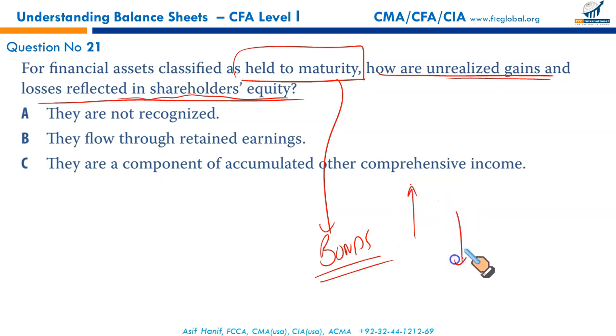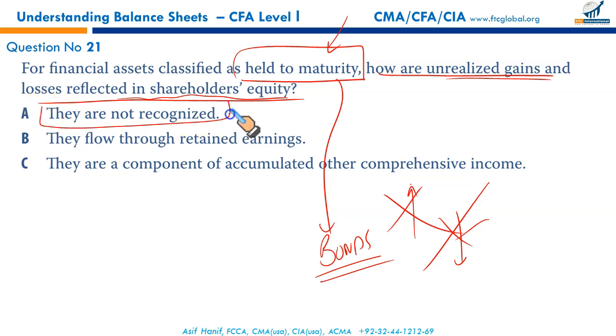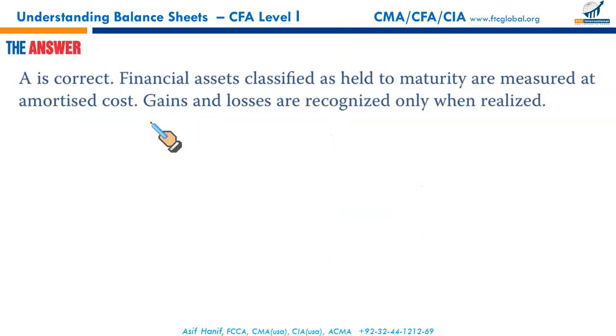If the bond price goes up and down, there is no impact upon your income statement at all. Why? Because they are reported at amortized cost. When they are reported at amortized cost, any change in their fair value, we are least concerned. Why? Because they have been designated as held to maturity. The organization has a positive intention to hold on to them till they mature. So their fair value may go up and down, but any change in the unrealized gains and losses is not recognized. Remember, they are reported at amortized cost, and any fair value change is not recognized. That makes A the correct option.